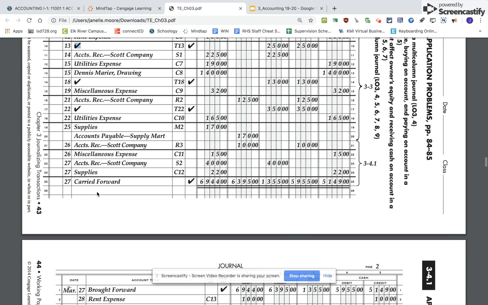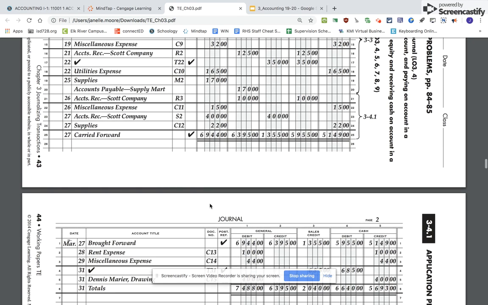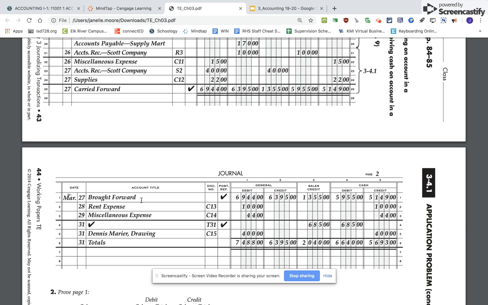Last step, though, is we're going to carry the information forward. Remember for that, we always put the last date of the previous entry. So we're going to put the 27th carried forward, and then we're going to total the columns. If you want, you maybe want to jot down the totals and compare it. You will be proving both pages of the journal, so you may want to look at that at the end of the problem. We're going to put on here brought forward.